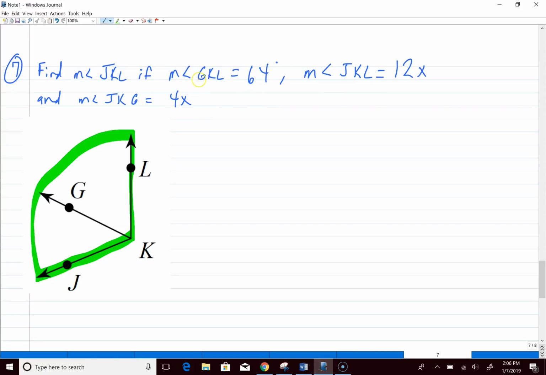So it says if the measure of angle GKL, so G to K to L, GKL, right here, is 64, and JKL is 12x. So from J, K to L, that's 12x. So the whole thing is 12 times x, whatever that is. Then it says the measure of angle JKG, that's right here, is 4x.